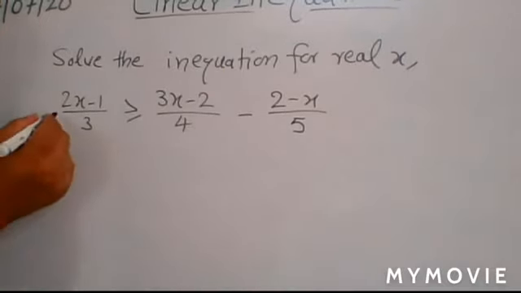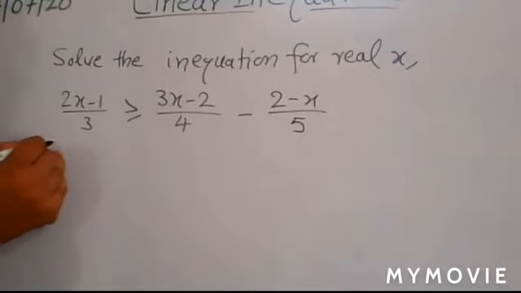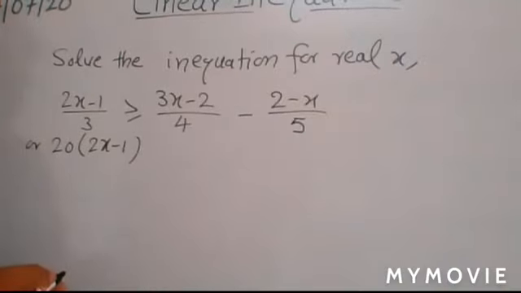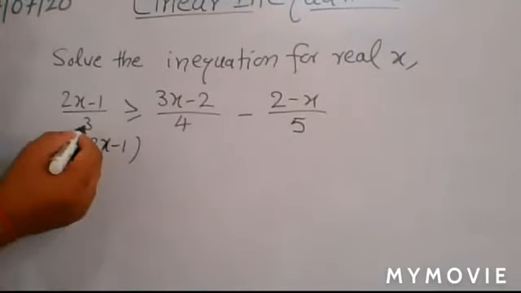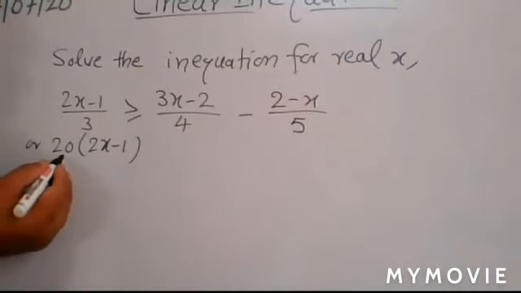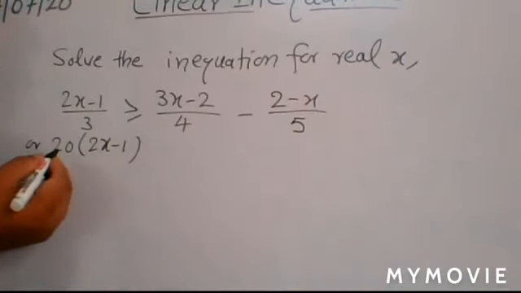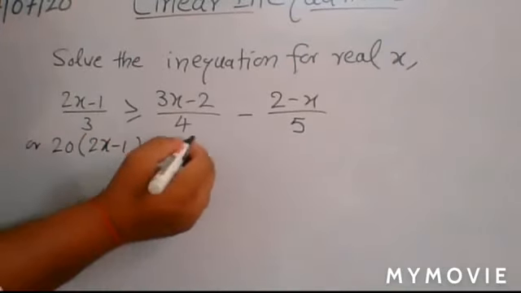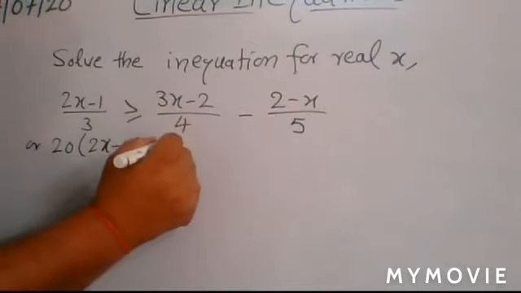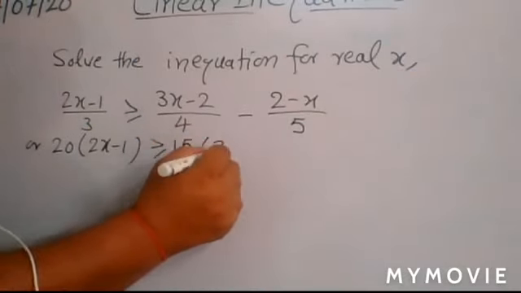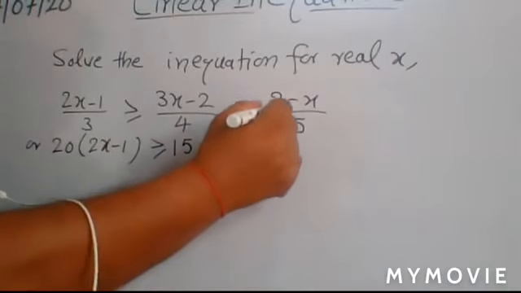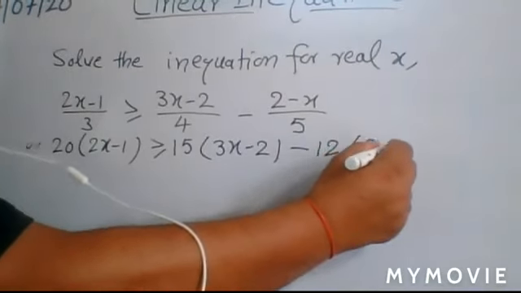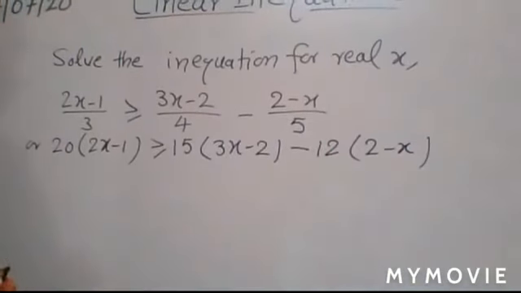If you multiply here by 60, you have 20 times (2x minus 1). You are multiplying both sides by the LCM; LCM of 3, 4, 5 is 60. So 20 times (2x minus 1) is greater than or equal to, multiplying here by 60, 15 times (3x minus 2), and multiplying here by 60, 12 times (2 minus x).